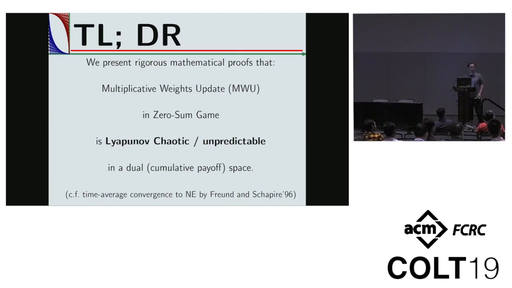So we give a rigorous mathematical proof that multiplicative weight updates in zero-sum game is Lyapunov chaotic in a space called cumulative payoff space. So for people who are familiar with the topics, you may probably recall like 20 years ago, people have shown that the time average of multiplicative weight updates is pretty well behaved. It converged to the approximate Nash equilibrium. But we show that the daily behavior is pretty chaotic. There is no pattern, so to speak.